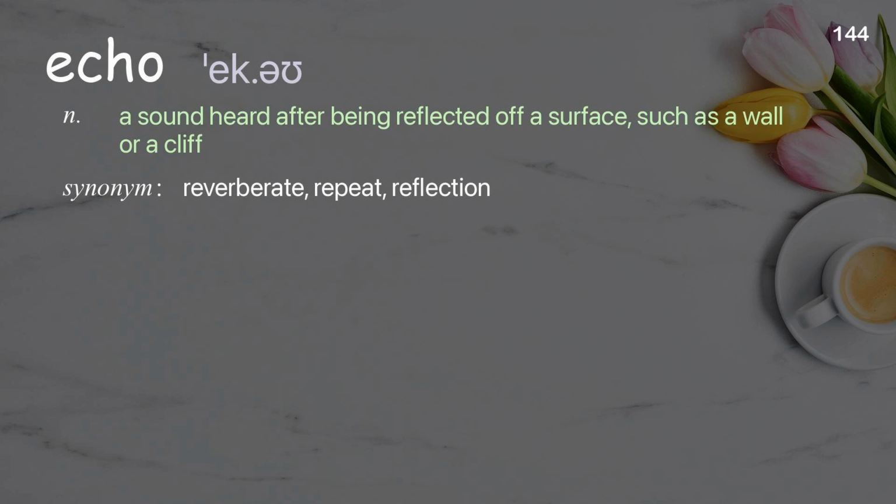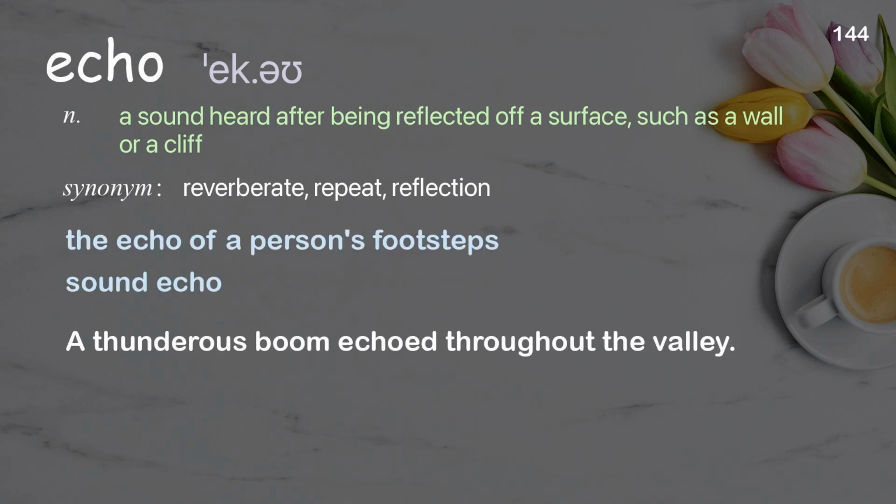Echo. A sound heard after being reflected off a surface, such as a wall or a cliff. Examples: the echo of a person's footsteps, sound echo. A thunderous boom echoed throughout the valley.